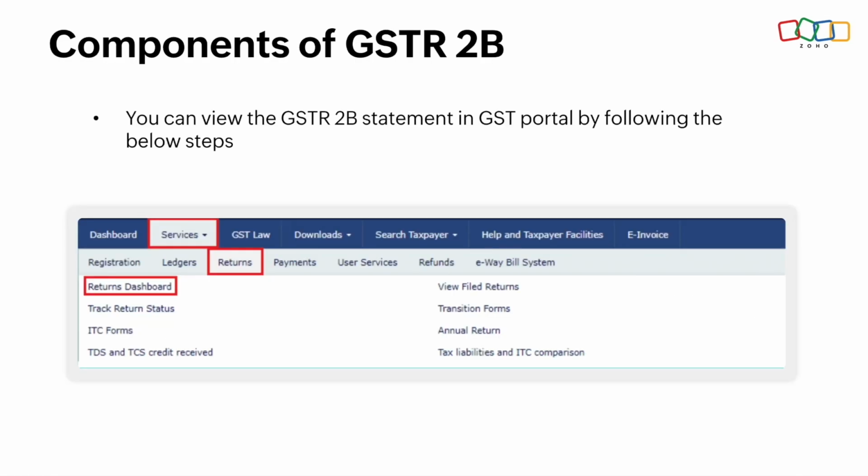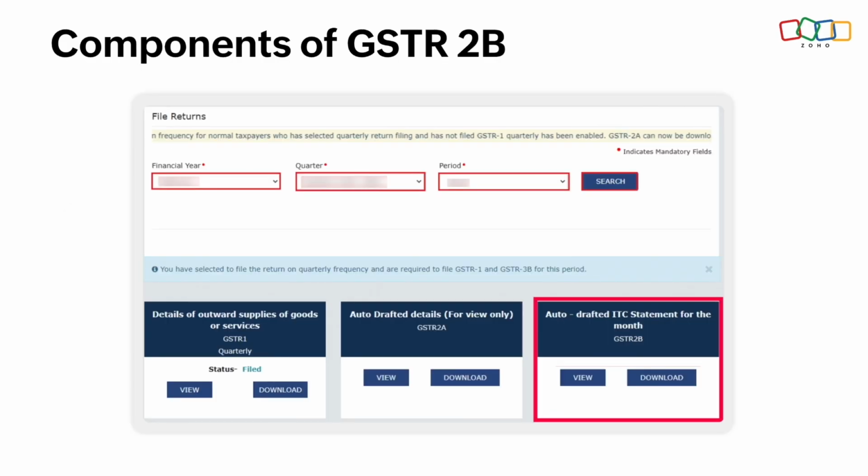Now let's quickly see how we can view this return in the GST portal. Log into the GST portal and click on the Services drop down. There you will find Returns, and then click on Returns dashboard. Select the required period for which you would like to view the return, and you will be able to find the auto-drafted ITC statement for the required month. You can either view it or download it.